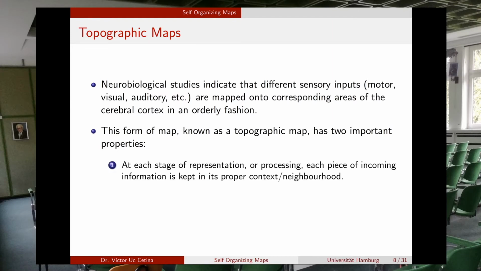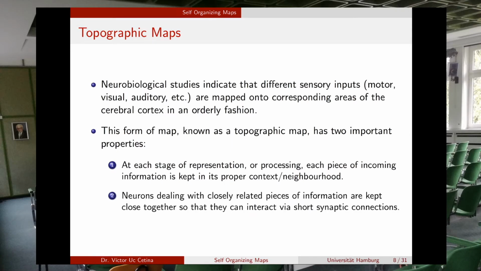At each stage of representation or processing, each piece of incoming information is kept in its proper context or neighborhood. So this means that when any of these sensory systems, like the auditory system, for example, perceives some information, this information is processed based on the characteristics of the input signal in a very localized part of the system. So information is localized when it is processed by these neuron systems.